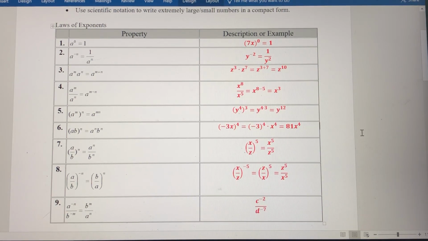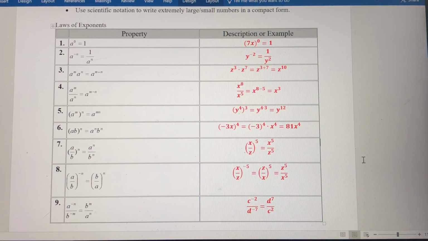So if I've got c to the negative 2 over d to the negative 7, again, notice I can't subtract those exponents because the bases are different. So what I'm going to do is what I call move it through the fraction. The c will go down to the denominator, the d term will go to the numerator, and those exponents will change signs. So that gives me d to the 7th over c squared.